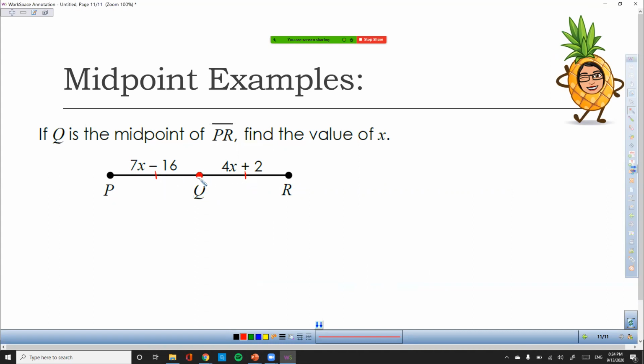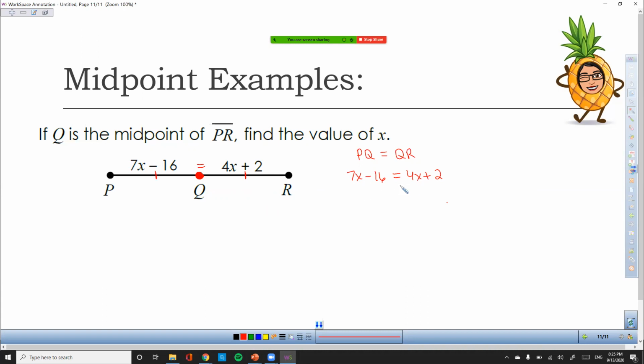Again, what did we just say? Since the point Q is right in the middle, what do I know about these two segments? They are equal to each other. So since point Q is right in the middle, the length of segment PQ is equal to the length of segment QR. All right, so then we can set up our equation, because segment PQ is 7x minus 16, and it's going to equal the length of segment QR, which is 4x plus 2. And there you go. That's how we can set up our equation, knowing that point Q is our midpoint. And so now I can solve for x.